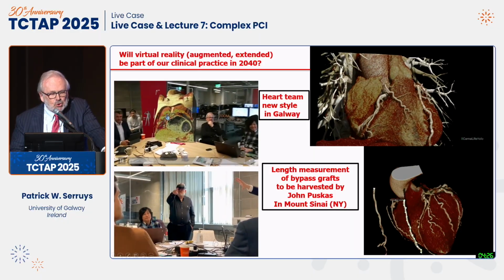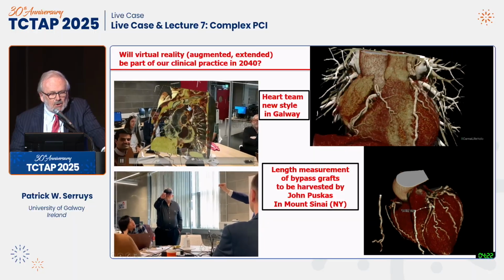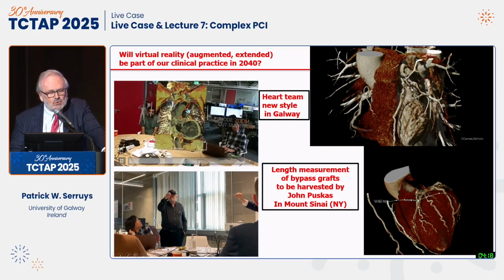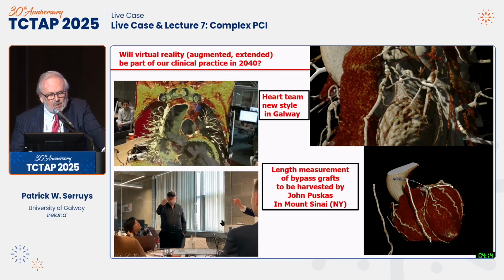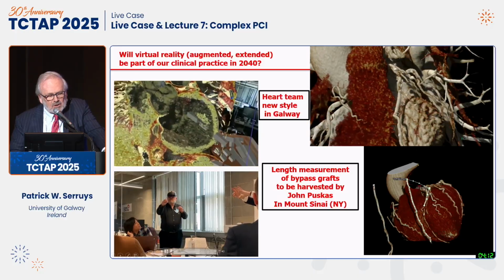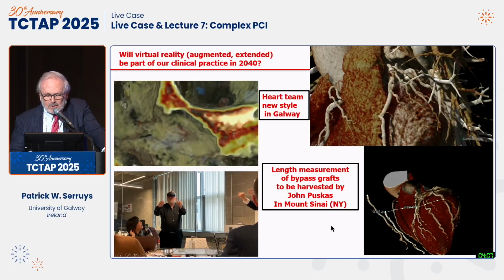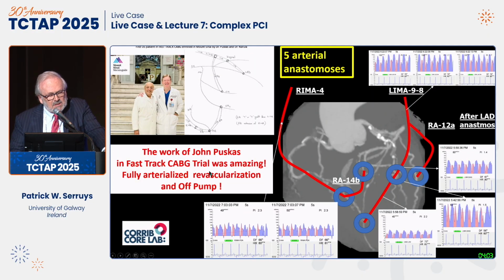We see the surgeon explain to us what he's going to see. We see the hologram on the screen, but he can see us through the goggles, the virtual glasses. And at the bottom, you see I'm measuring the length of the bypass that has to be harvested by the surgeon on the hologram. This is the work that we have done with Puskas.